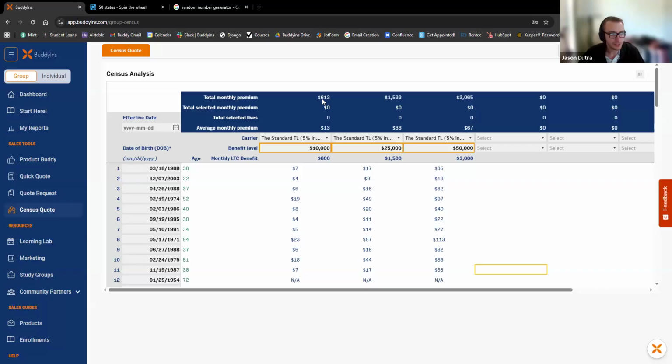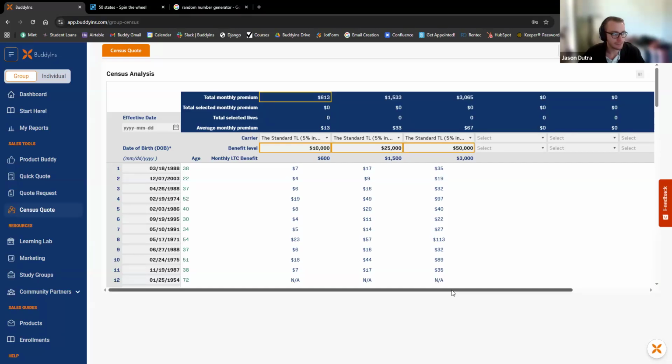But what you see up here is the total amount of monthly premium to purchase a plan for all employees at each given benefit level. So you can see, even if they did a small 10,000 plan for all of their employees, 613 bucks a month. And let's say we have a class of employees.